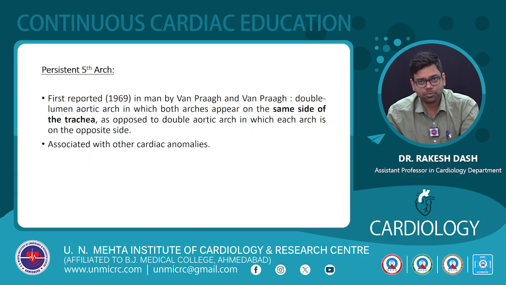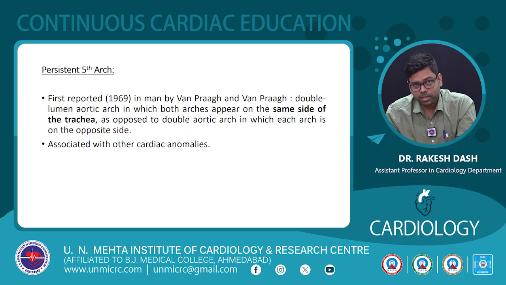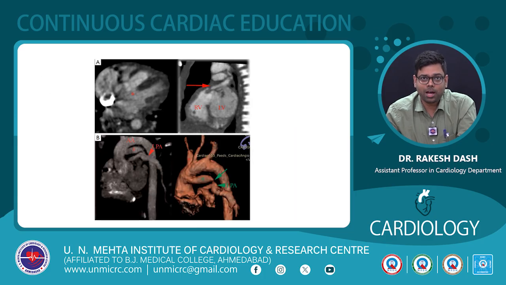So, persistent fifth arch. As we know, the fifth arch is usually non-persistent and it goes by the 31st day of life, but in some cases it may persist, in which case there is a connection from ascending aorta to descending aorta, or ascending aorta to PDA and to connect it to the LPA. When it is connected between ascending aorta and descending aorta, both arches may be patent or one may be hypoplastic.